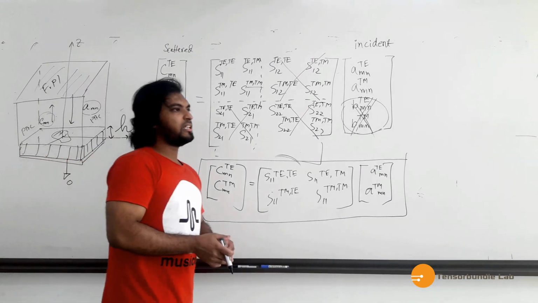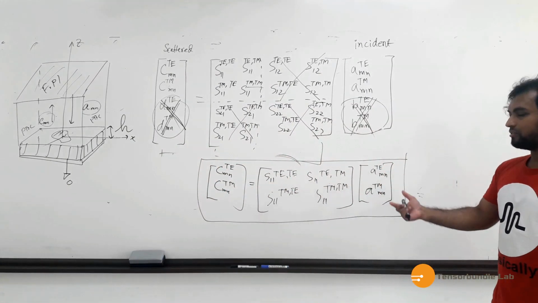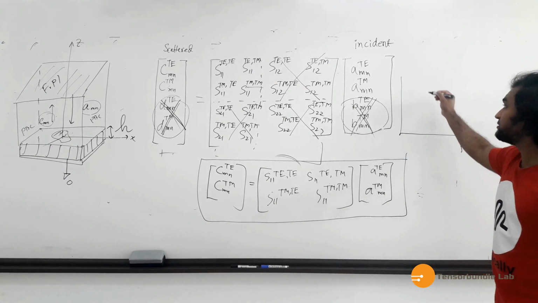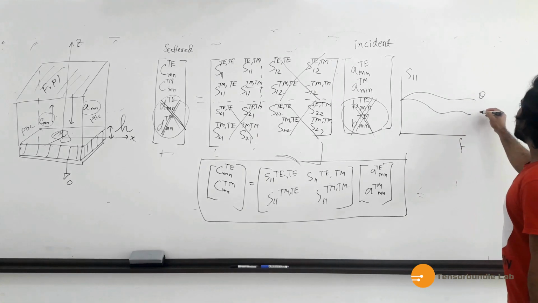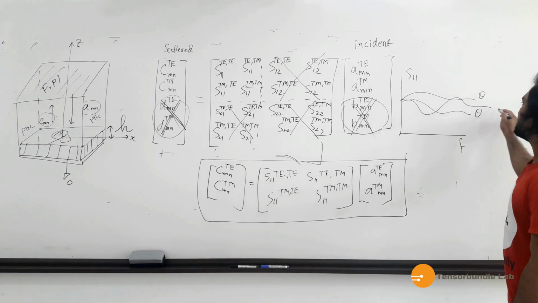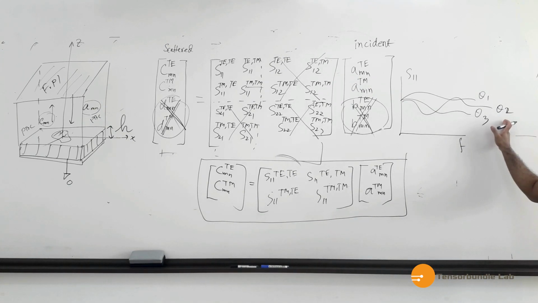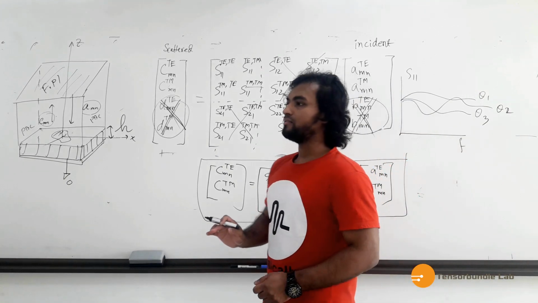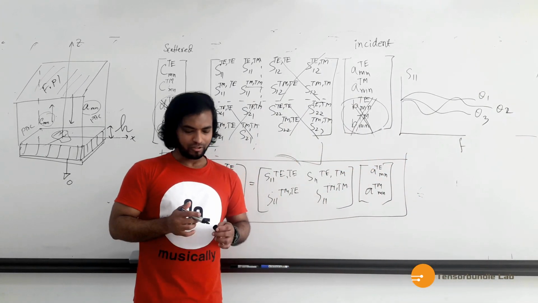And if we see the reflection coefficient curves from this solution, then obviously we have the frequency versus S11. It will depend on the different angles. So for different incident angles, the S11 will also be different. And we can easily find it by using any commercial electromagnetic solver.